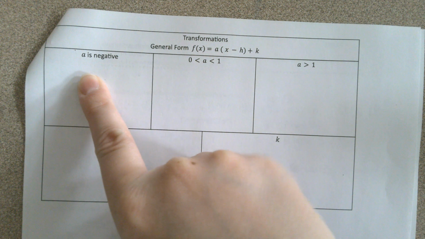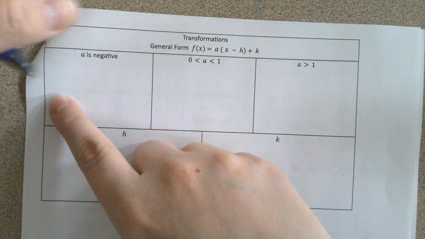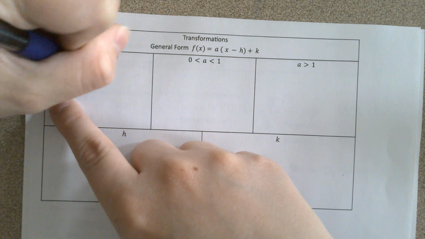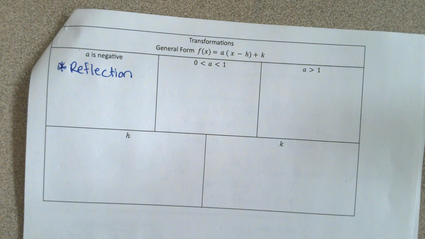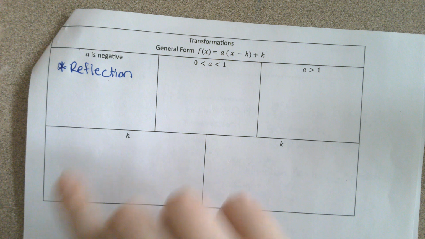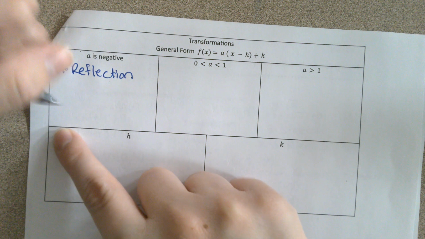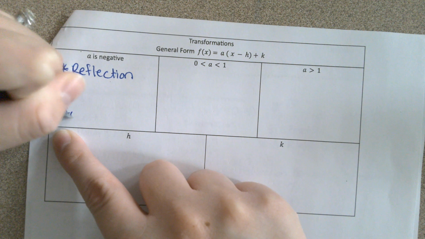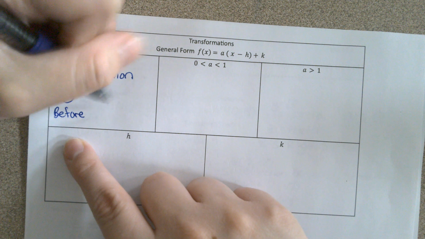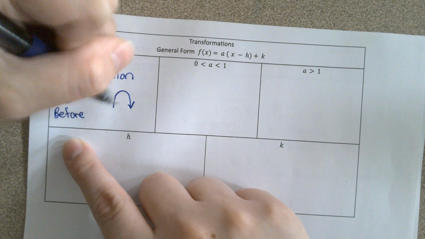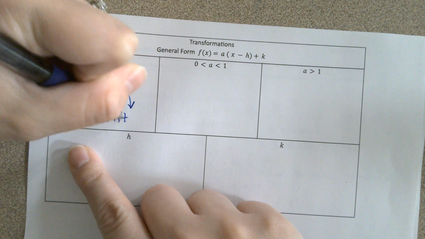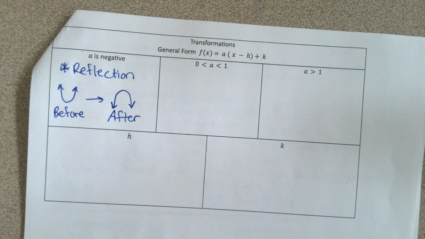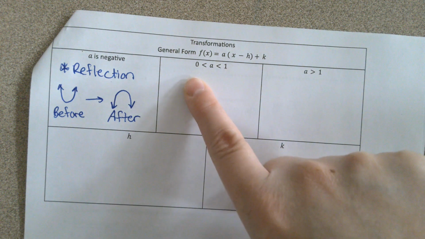So if a is negative, that means that we have a reflection. So if we have a reflection, let's use this just with the quadratic, so the U. This would be before, and then after, it would be upside down. Reflection, before and after. That's if a is negative.